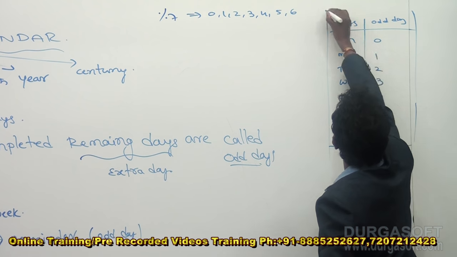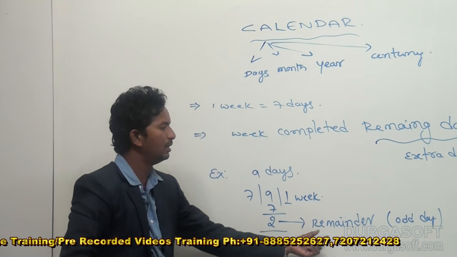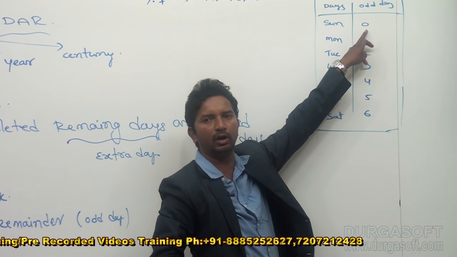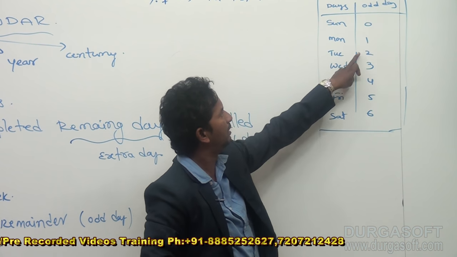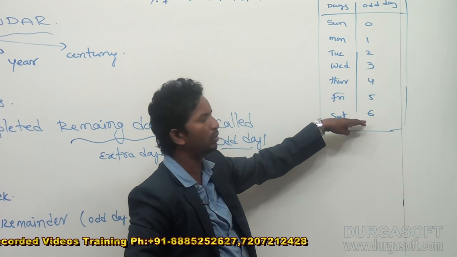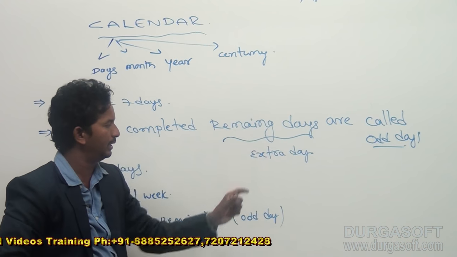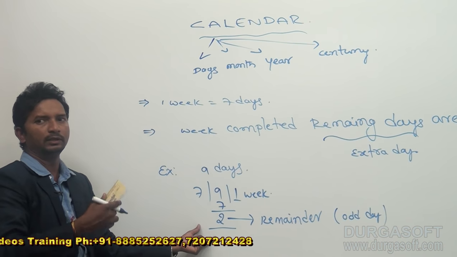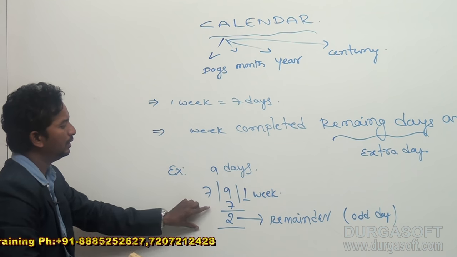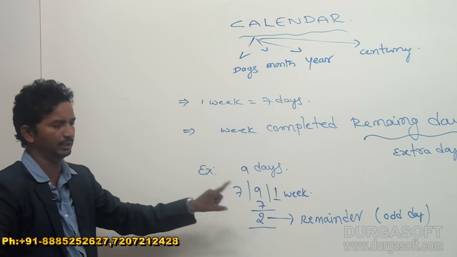Now in this calendar, first we are initially finding the odd days. What are your odd days? You get 0 odd days, that is called Sunday. Suppose you get 1, Monday, like this and so on up to Saturday. Now this is the odd day for finding the calendars. This is the first step, how to find the remaining days or odd days.